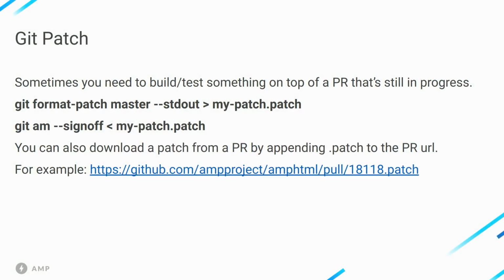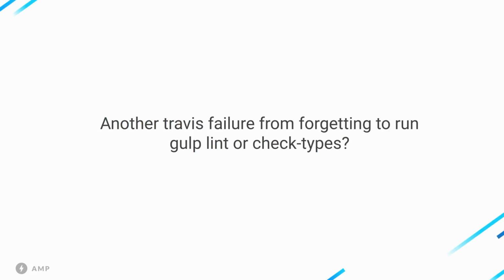And then basically run git am --signoff with the patch. Right? If you're on their branch, you can also use git format-patch master, and then basically pipe that to my-patch.patch. Yeah. Cool.